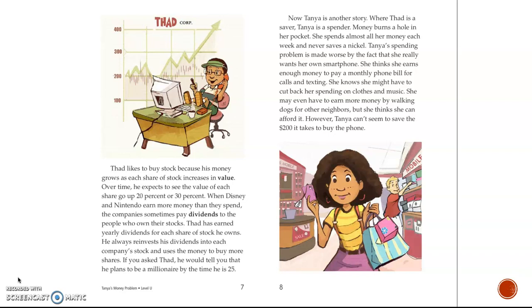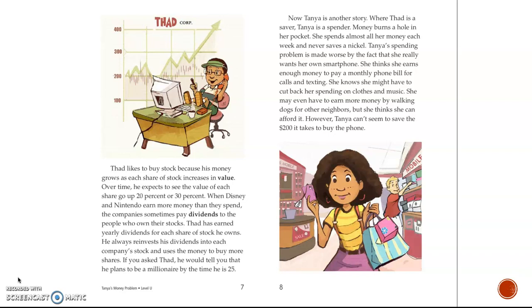Thad likes to buy stock because his money grows as each share of stock increases in value. Over time, he expects to see the value of each share go up 20% or 30%. When Disney and Nintendo earn more money than they spend, the companies sometimes pay dividends to the people who own their stocks. Thad has earned yearly dividends for each share of stock he owns.